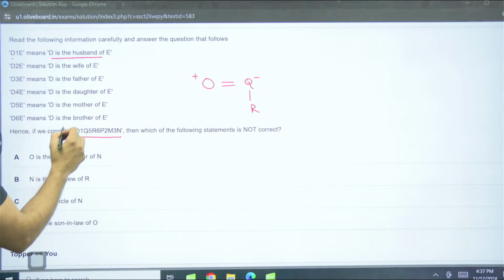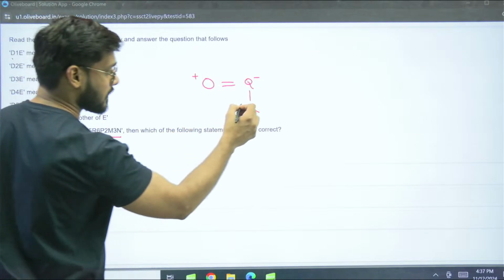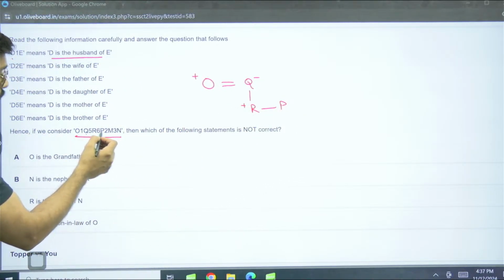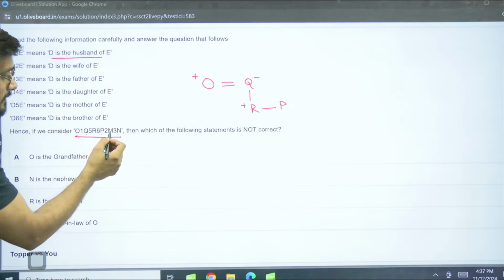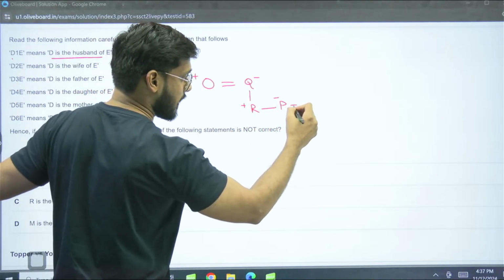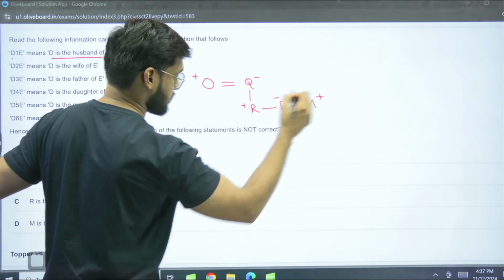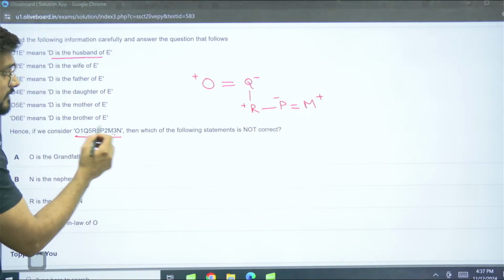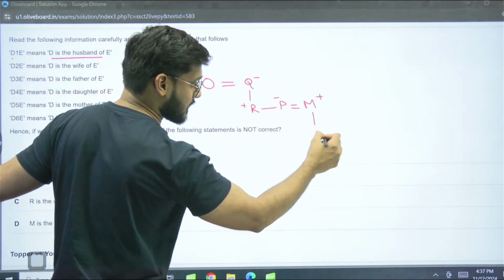R6P: 6 means brother, so R is the brother of P. 2 means wife, so P is the wife of M. 3 means father, so M is the father of N.